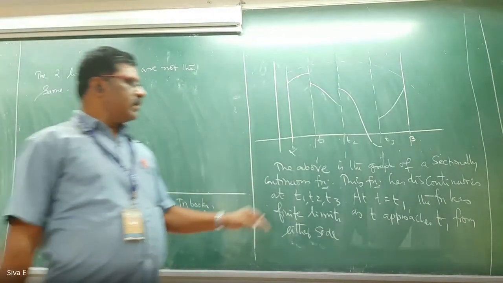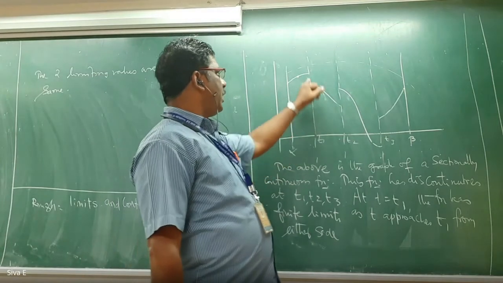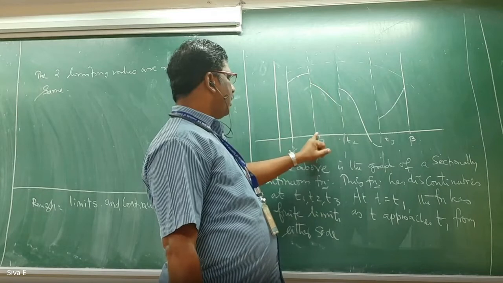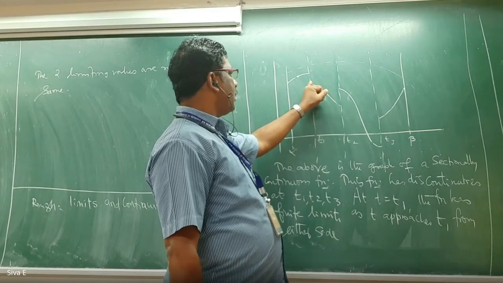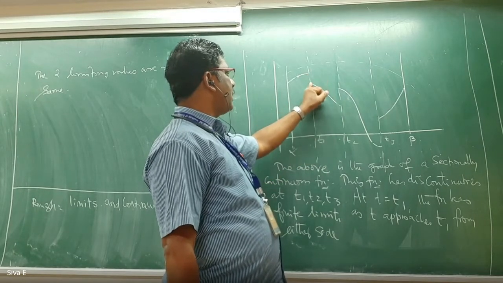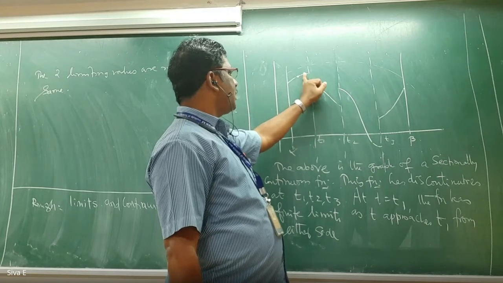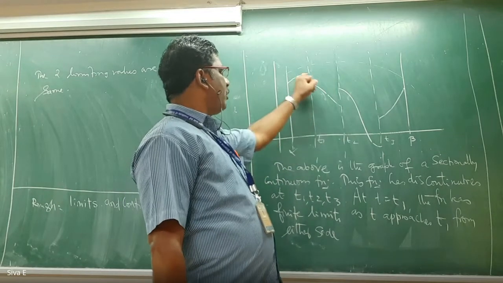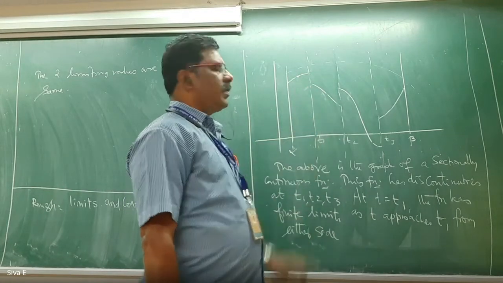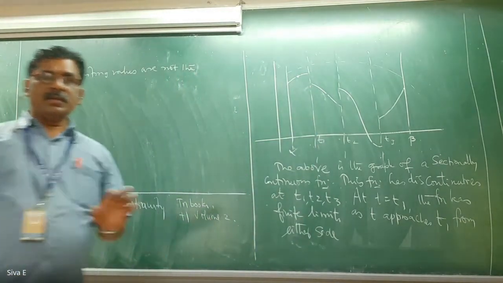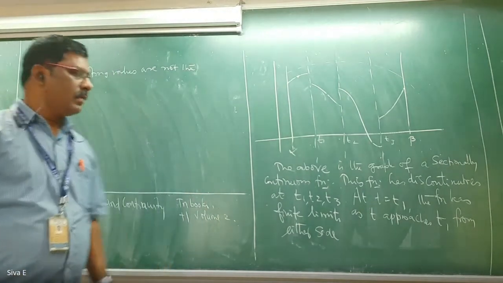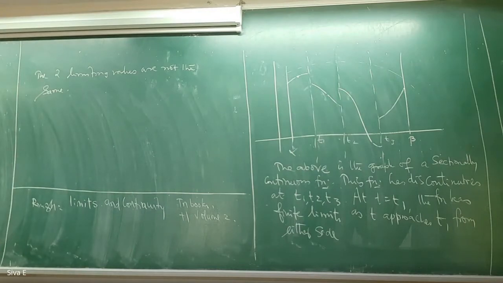How is it that approaching T1, the limit is not the same from the left side and the right side? At T1, it will come to two different positions. From the left side the function is different, from the right side the function is different, but both functions are approaching T1. Many theorems are given in the book. So their two limiting values are not the same.